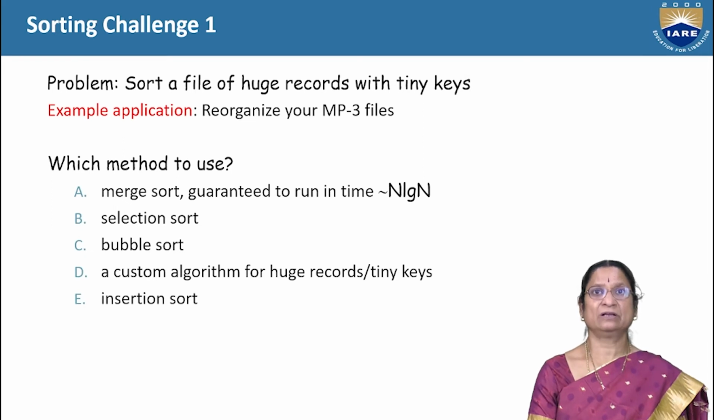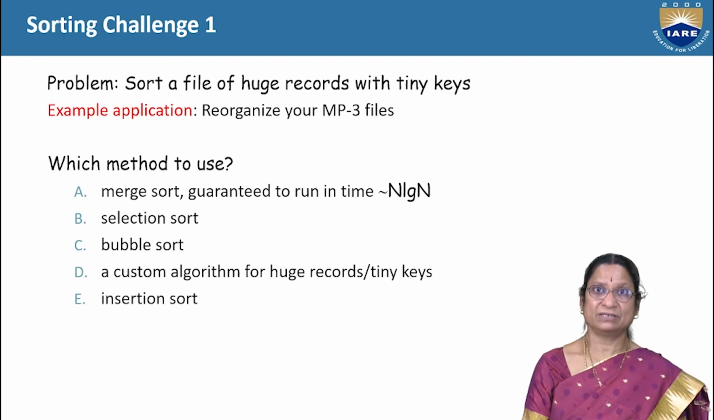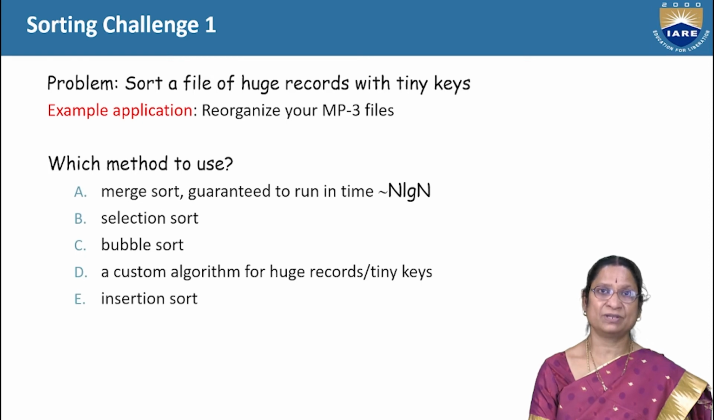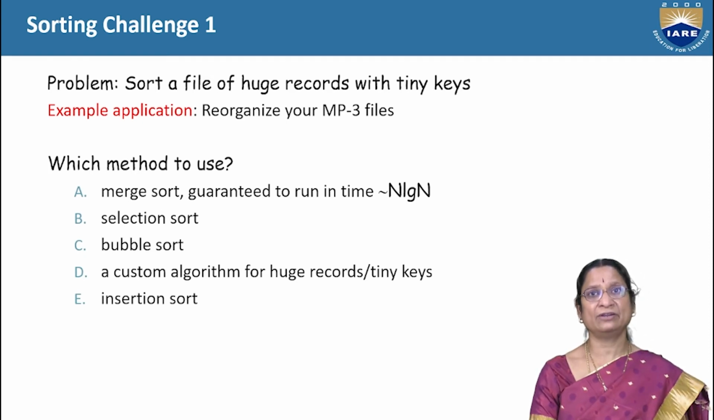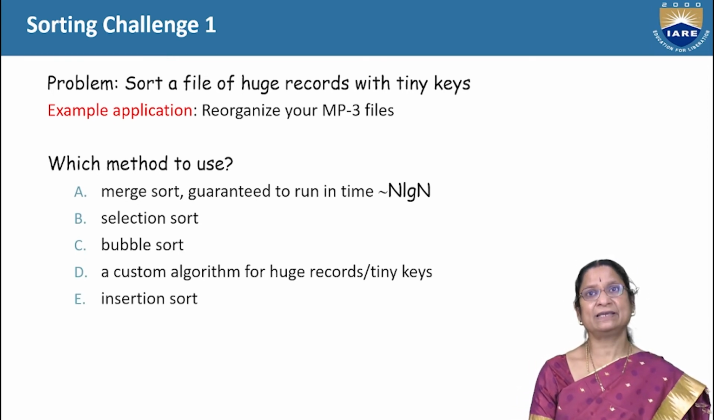So we'll discuss some problems related to sorting. Which sorting method is most suitable for such problems? For example, one problem I'll consider: sort a file of huge records with tiny keys. Key length is very small, but the record size is large. For example, consider MP3 files. The size of an MP3 file is very, very huge, but the name or identifier of the file is a very small key. Then which sorting technique is more suitable?